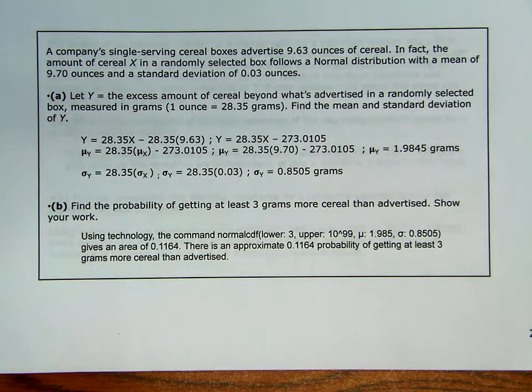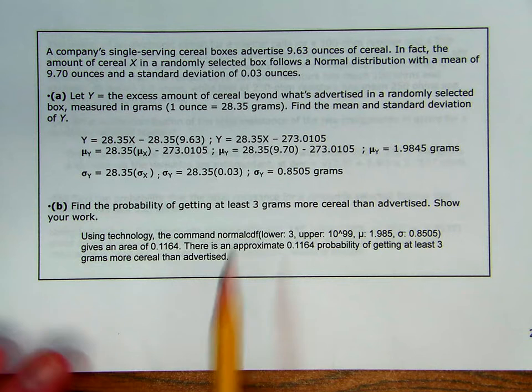Okay, a company's single-serving cereal boxes advertise 9.63 ounces of cereal. In fact, the amount of cereal X in a randomly selected box follows a normal distribution with a mean of 9.7 and a standard deviation of 0.03.